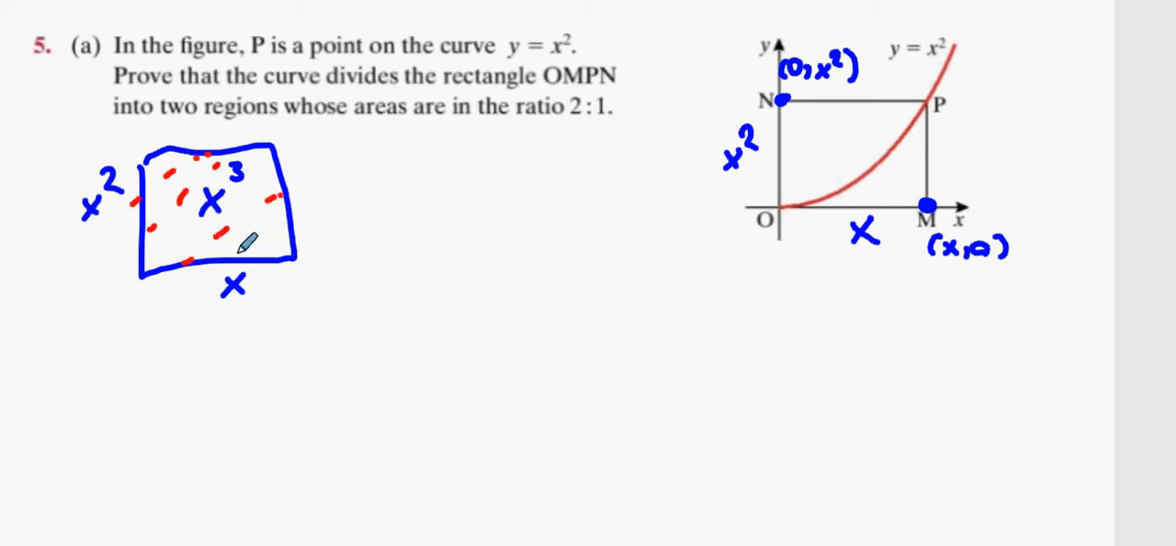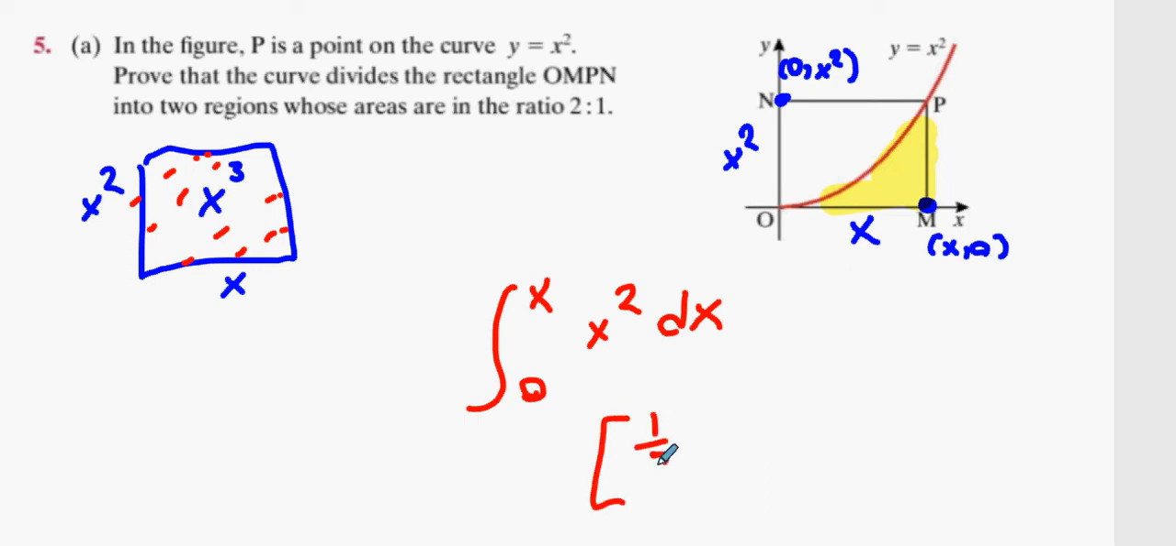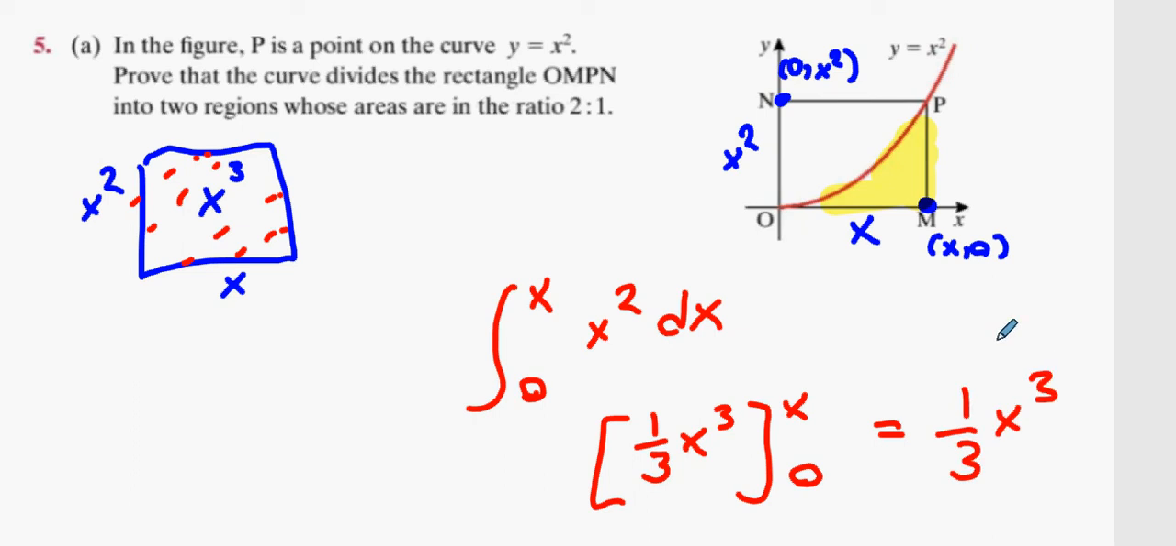Now, everybody happy that's x cubed? Alright, next one. I'm going to get this area here. Anybody tell me how I'm going to get the yellow area? Any takers? The integral from 0 to x of x squared dx. Okay, no worries. And then I'm going to get 1/3 x cubed from x to 0, and that equals 1/3 x cubed. Everybody happy that's 1/3 x cubed?